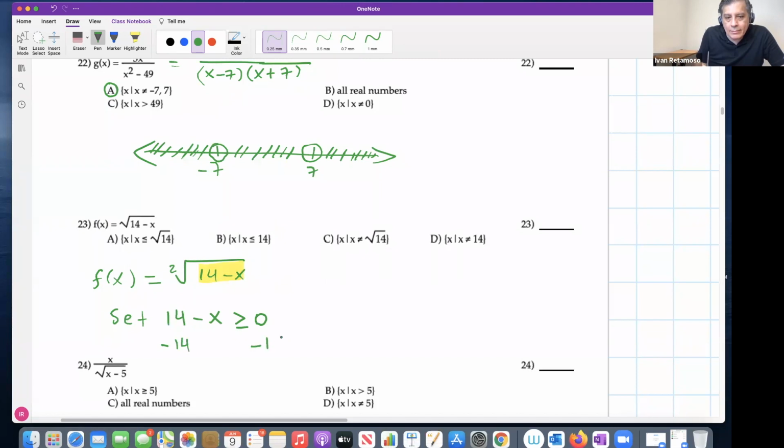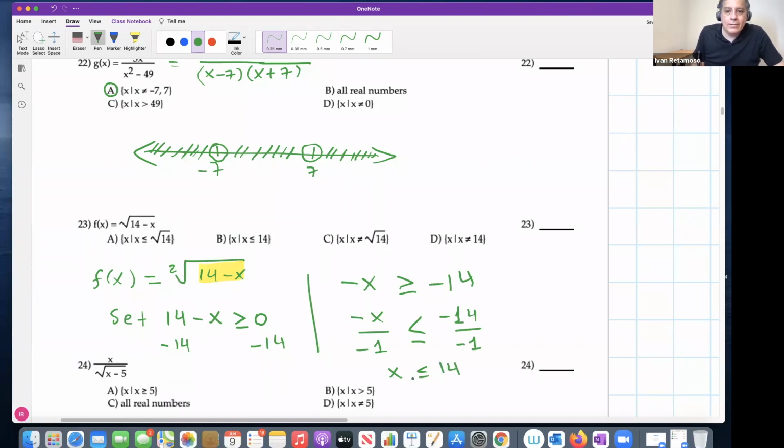Notice minus 14. That gives you minus x greater than or equal to minus 14. Be very careful here. Remember, when you divide both sides of an inequality by a negative number, there is a price that you pay, and that price is this: you have to switch the inequality, because the divisor is negative. So this will be x less than or equal to 14. Believe it or not, guys, this is the condition that defines your domain.